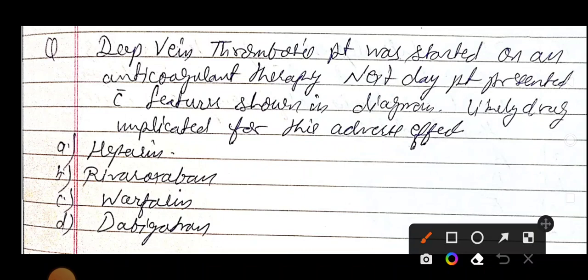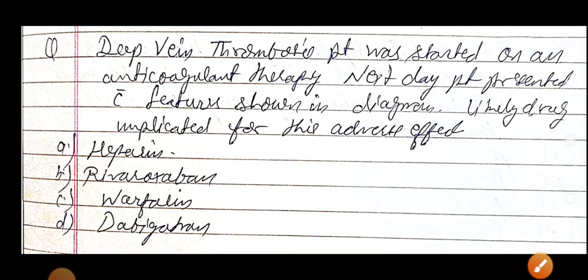Now, a deep vein thrombosis patient was started on anticoagulant therapy. Next day the patient presents with features shown in the diagram, which we already discussed, that is warfarin.